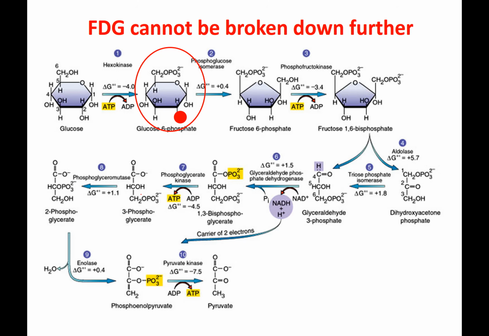And so what happens is that here's your glycolysis pathway, and fluorodeoxyglucose, where the fluorine is right here, this big red dot, cannot be broken down any further by phosphoglucose isomerase. So glycolysis stops right here, which means this molecule remains stable in the body. And the half-life for radioactive fluorine is 110 minutes. So what they do is they have a person drink this radioactive glucose, let it go through the body, and then they take an image of the body.